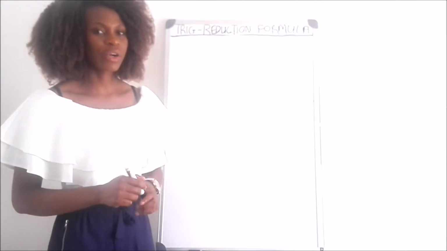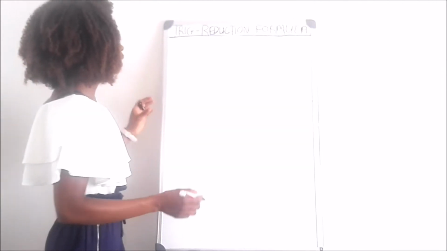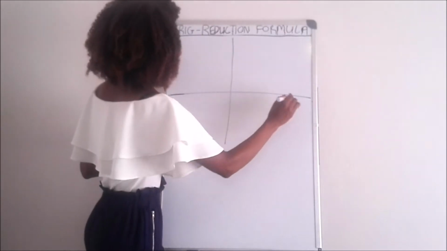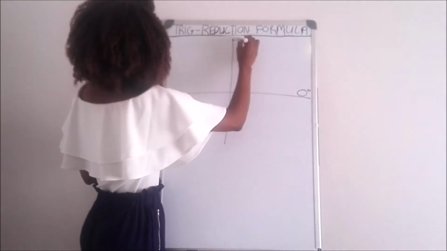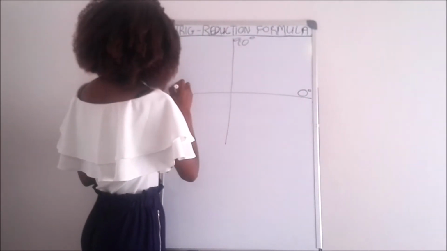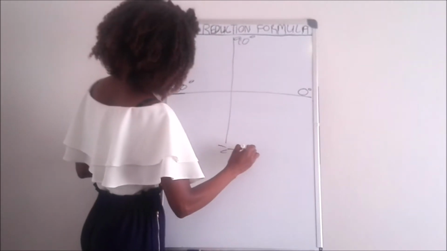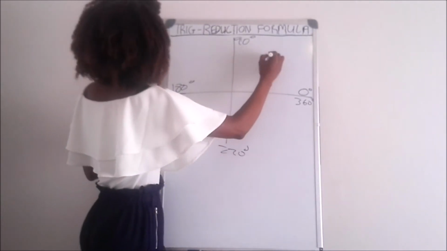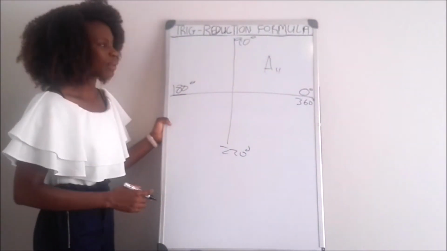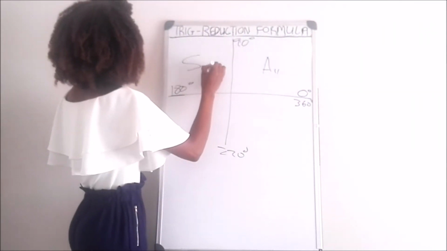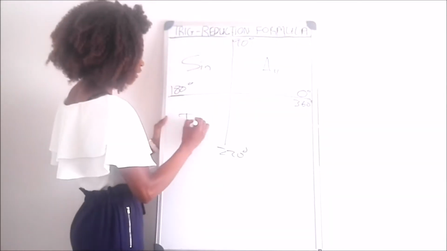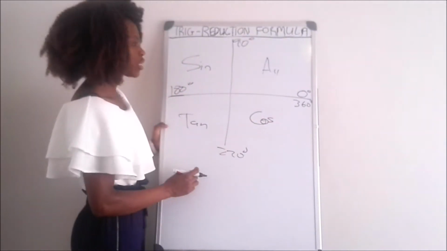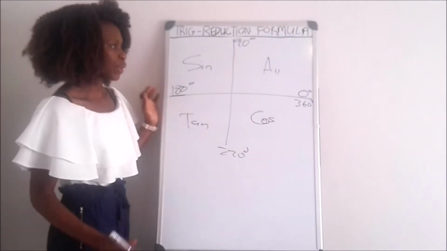As I've already mentioned in our last lesson, the most important thing that you need to know in reduction formulas is this Cartesian plane, of which this is 0 degrees, 90, 180 degrees, 270 degrees, and 360 degrees. In the first quadrant, we have all trigonometric ratios being positive. In the second quadrant, only sine is positive. In the third, tan is positive. And in the fourth quadrant, only cos is positive.